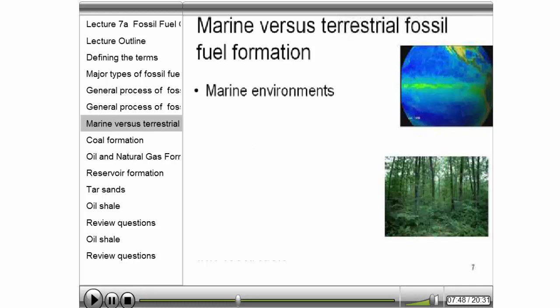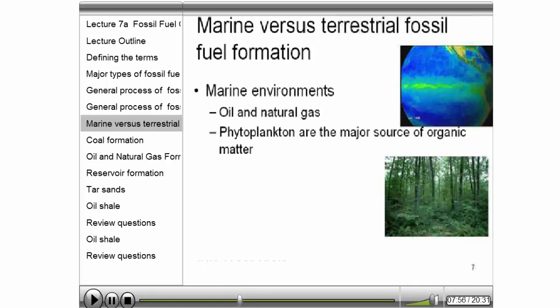In marine environments, you'll find oil and natural gas forming, and the plant-like organisms that are the major source of organic matter are the phytoplankton. These are the microscopic, very small organisms, green plants, that transfer light energy coming in over the surface of the ocean into their plant tissues or microscopic tissues, and then eventually that breaks down as they die and then sinks to the bottom of the ocean and collects up in large layers.